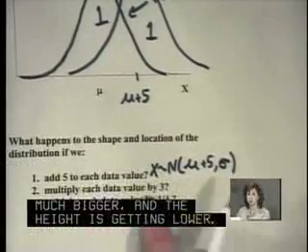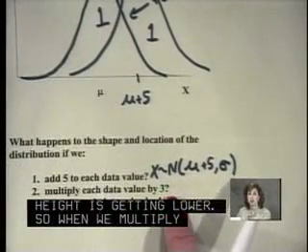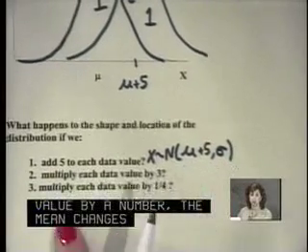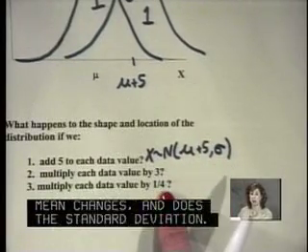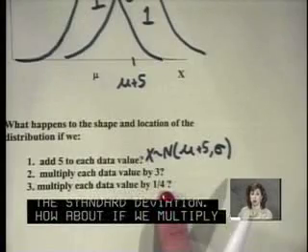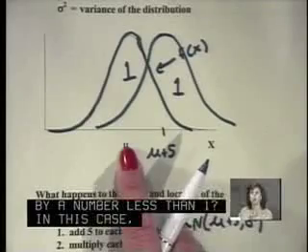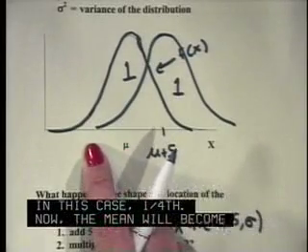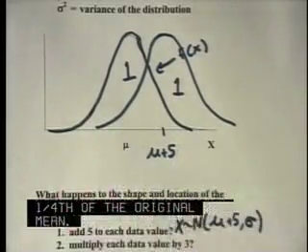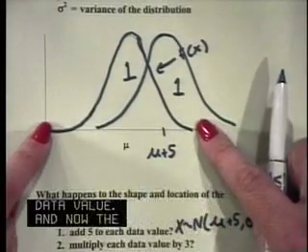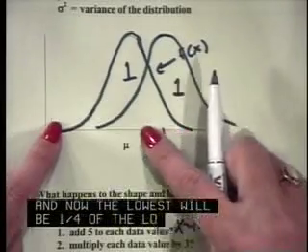So when we multiply each value by a number, the mean changes, and so does the standard deviation. How about if we multiply by a number less than 1? In this case, 1/4. Well, now the mean will become 1/4 of the original mean. Each data value will be 1/4 of the original data value. And now the lowest will be 1/4 of the lowest, but the highest will move in.